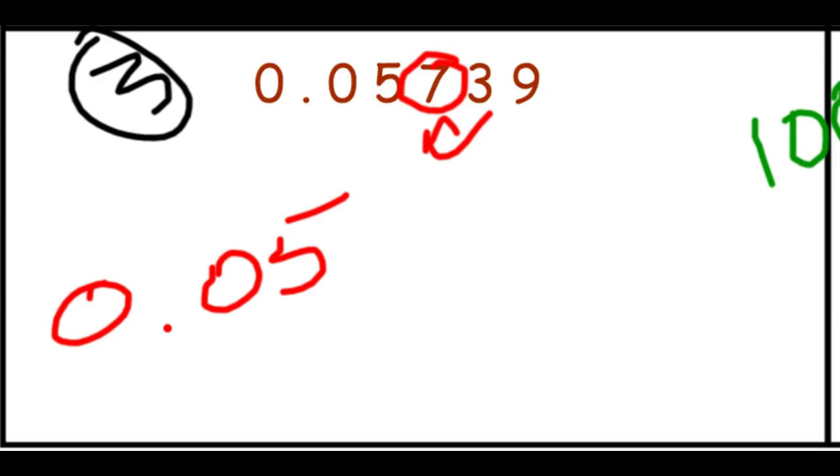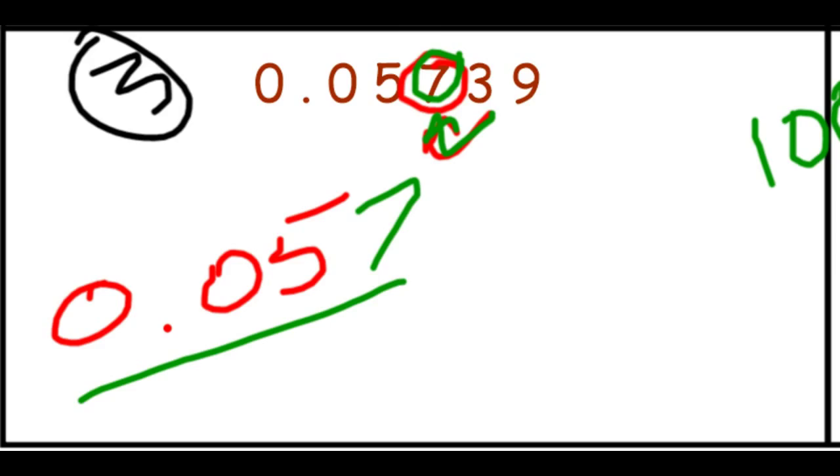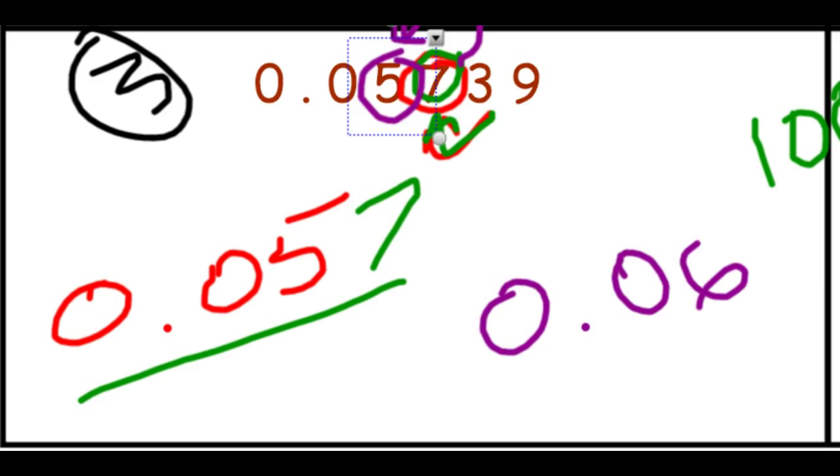0.057. Actually, sorry, my mistake. That was a thousandth. So 0.057, that's for the thousandth. If we're going to round for the hundredths, we're going to round actually for the 5. 7 is bigger than 5, so it becomes 0.06 is the rounding to the hundredths place.